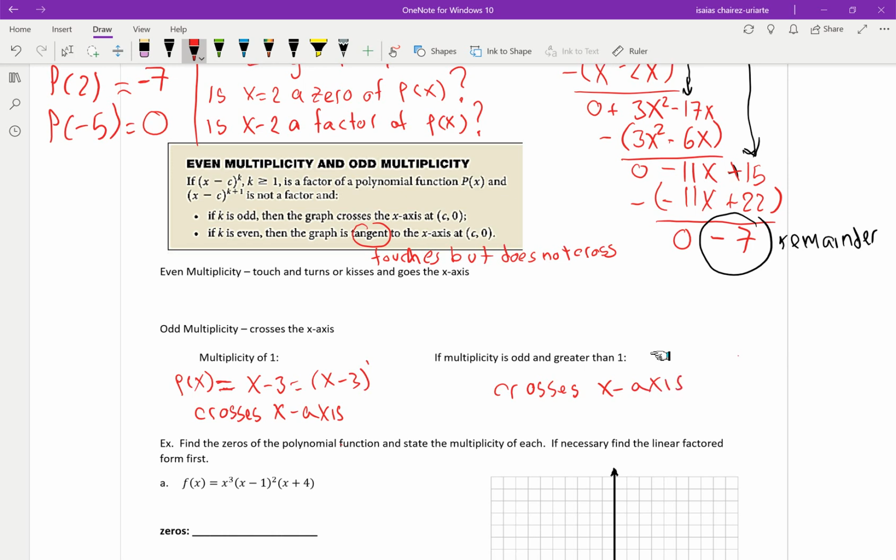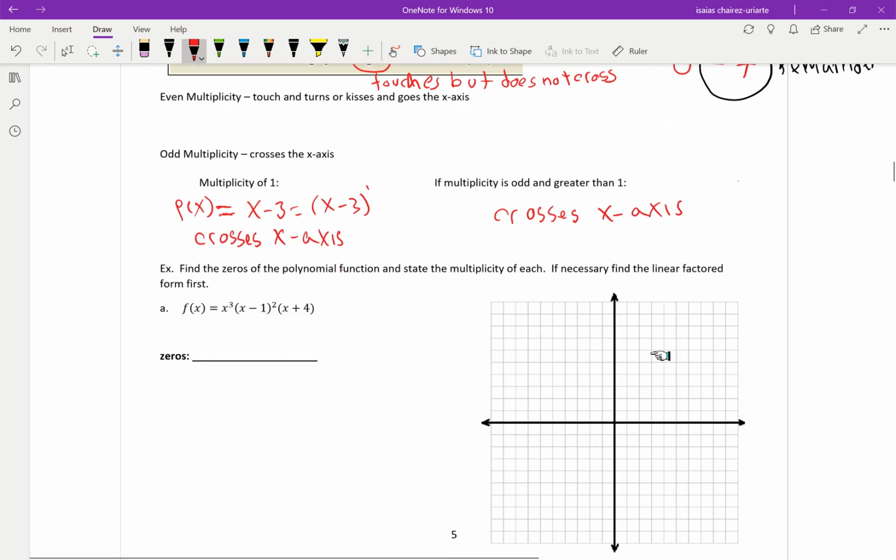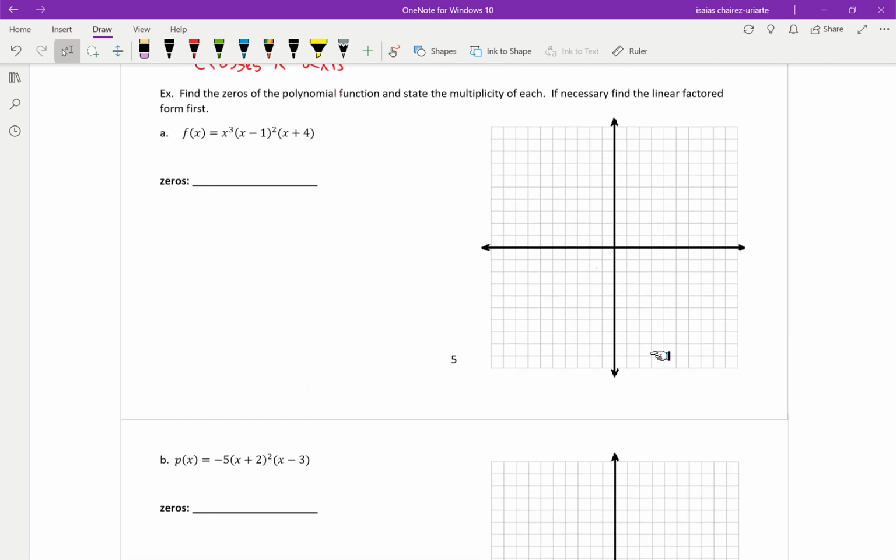All right, so let's put these ideas to work. Let's think about this next example. The idea of this example is that you're supposed to identify all of the x-intercepts, determine what the multiplicities of the x-intercepts are, and then draw a little sketch of the graph of this polynomial. So pause the video and try to do those things on your own. All right, good. Hopefully you got a little sketch. You know what the x-intercepts are, and you know what the multiplicities of the x-intercepts are.